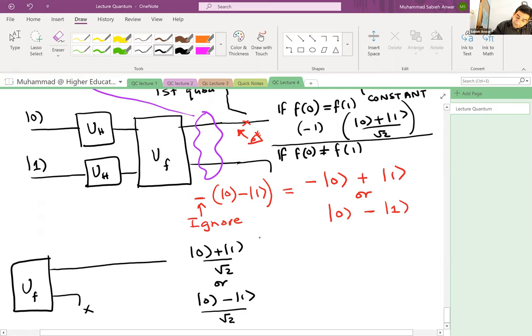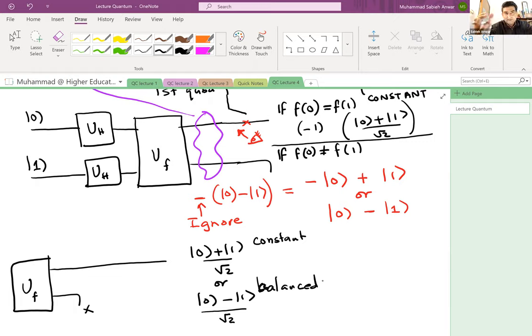And this is the scenario when I have a constant function. And this is the scenario where I have a balanced function. Now, is it possible to do a one-shot measurement? My last question to you: can I do a one-shot measurement? Just look at this output once and determine whether the function is constant or balanced. How would I do that?